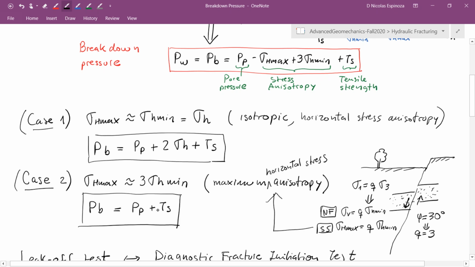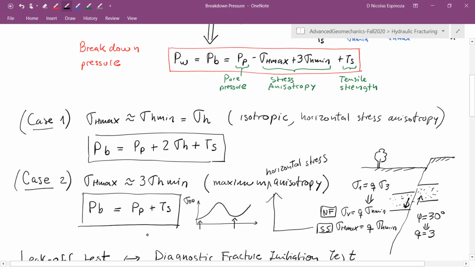Why? Because the stress anisotropy is creating a variation of the hoop stress around the wellbore that is favoring these low values of hoop stress so that they get closer to the value of tensile strength. When you have isotropy, this amplitude is a lot smaller, even 0.